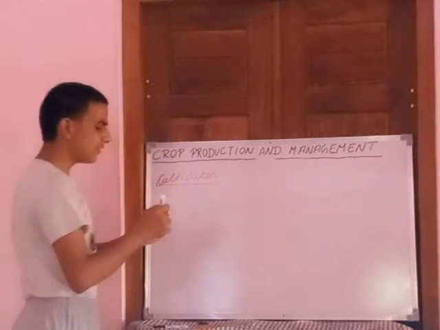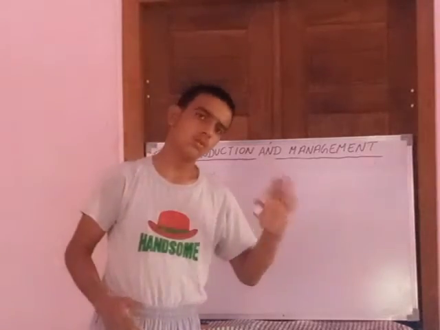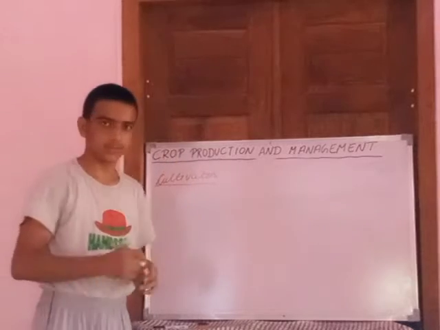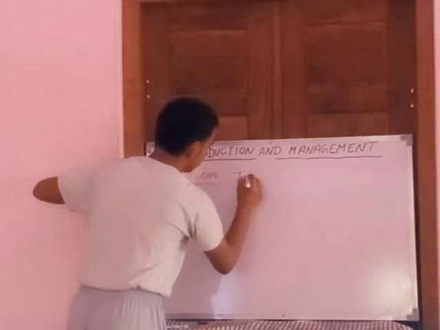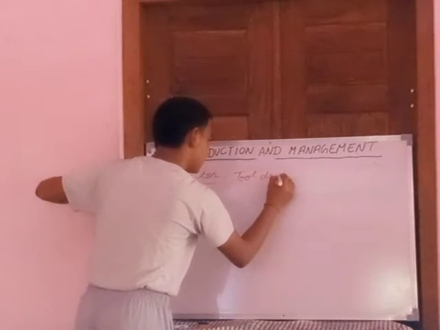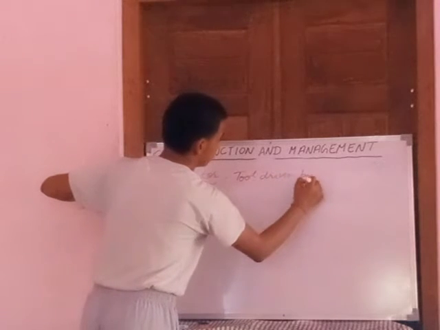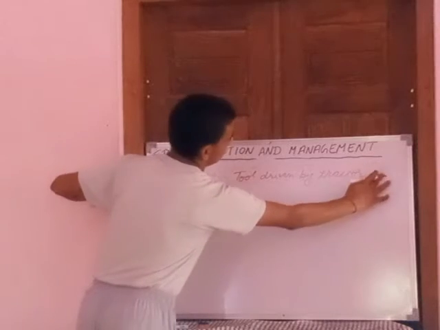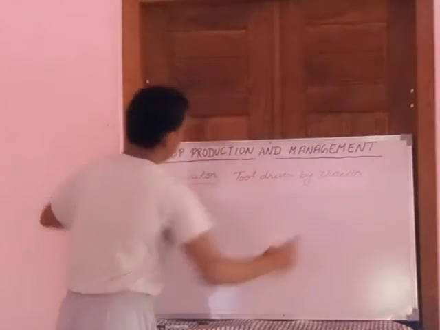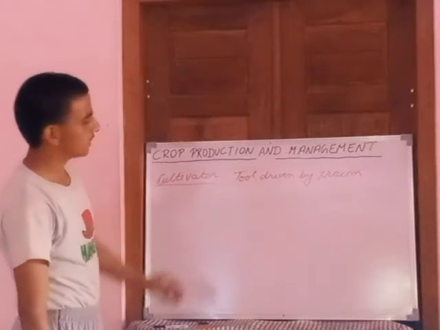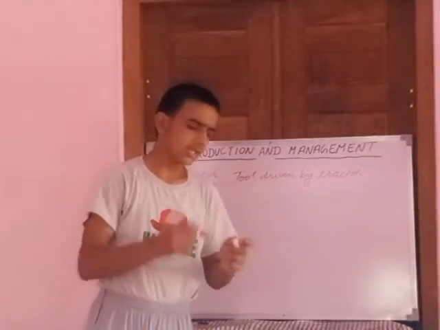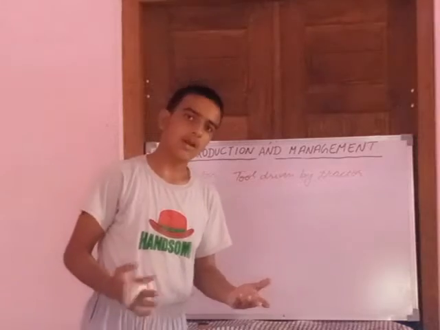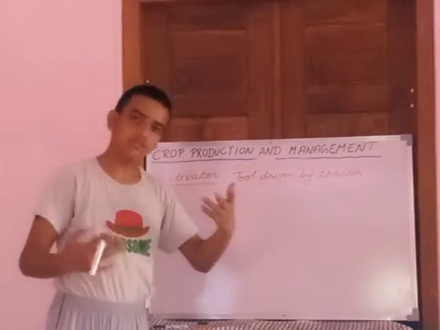Now let's discuss the cultivator. Cultivator is a modern tool which is driven by a tractor and it is used for plowing. Now there are some benefits of using the cultivator. It saves time, it saves labor, and the work can be done faster.